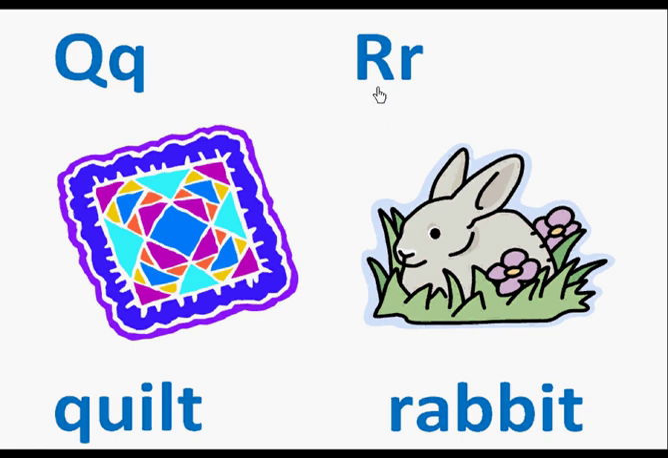Here we have the capital letter R, the small letter r, a picture of a rabbit. Here's the word rabbit. The letter R makes the sound R. So we'll read this page. R, rabbit, R.